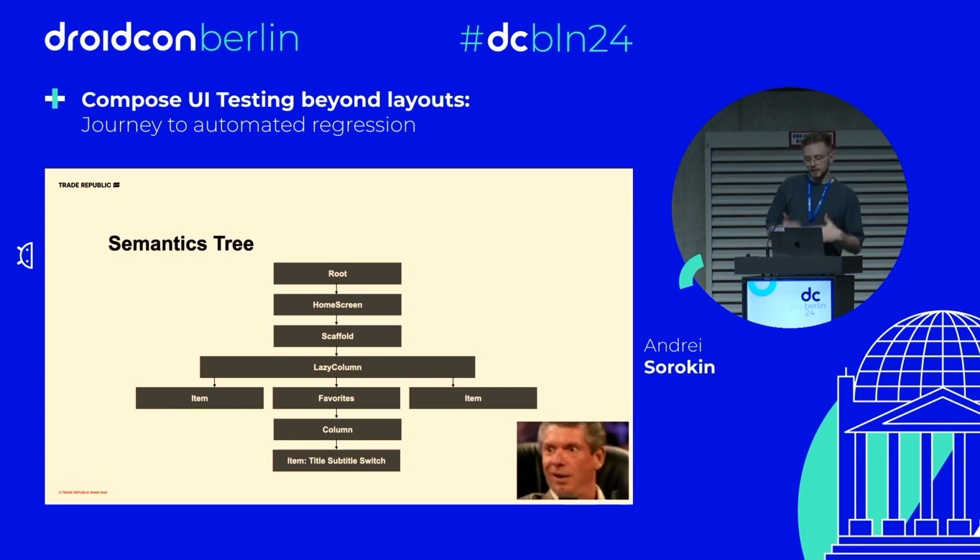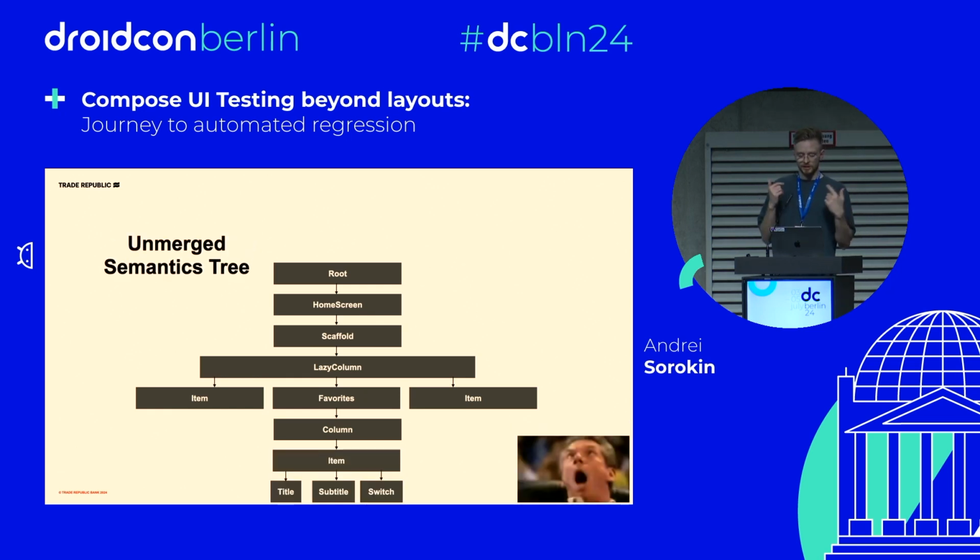For its users, it makes sense so that you can read out the whole row instead of just reading elements one by one. But for UI testing, you might want to click on the switch. So to do that, you need to use the unmerged semantic tree. So you have to always make a decision: what kind of tree do I need to use?